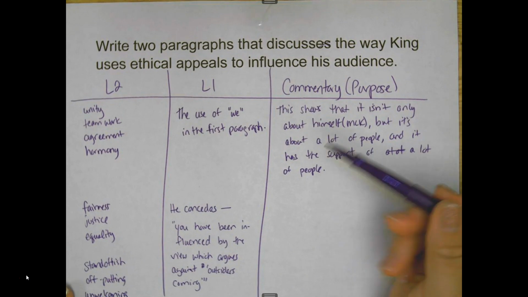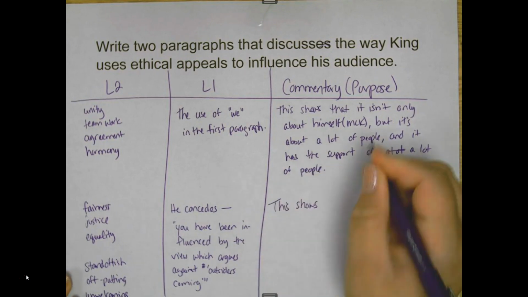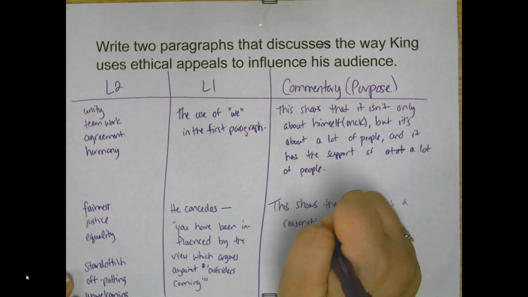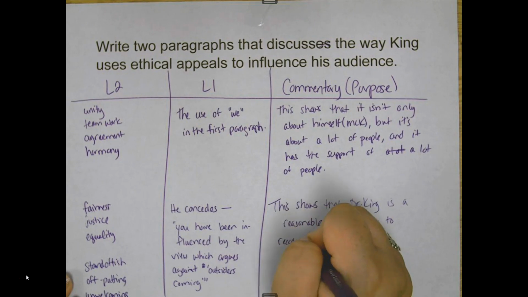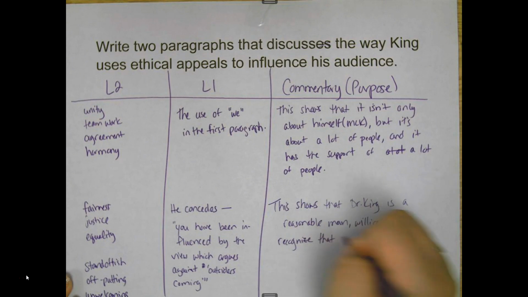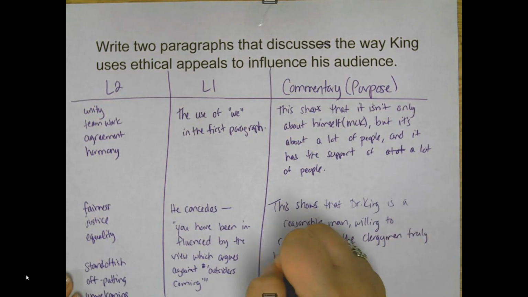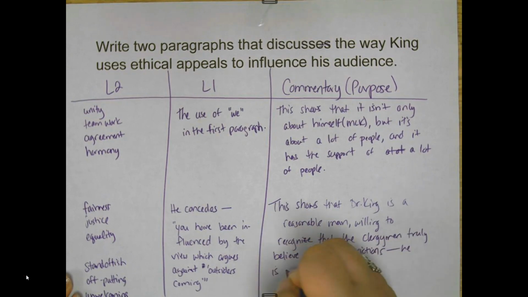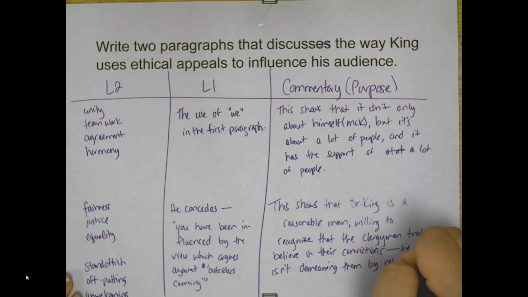Okay, so the commentary, what does this show? Him using concession, what does that show? This shows that Dr. King is a reasonable man, willing to recognize that the clergymen truly believe in their convictions. He isn't demeaning them by refusing to hear them out.